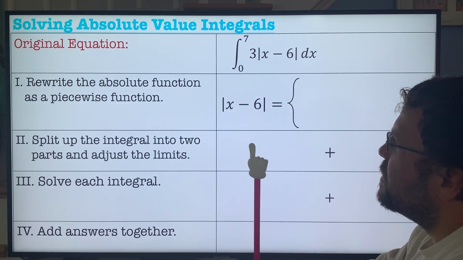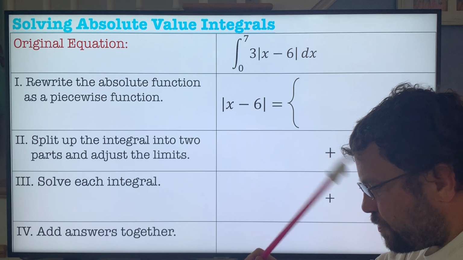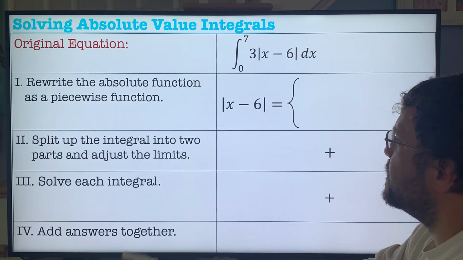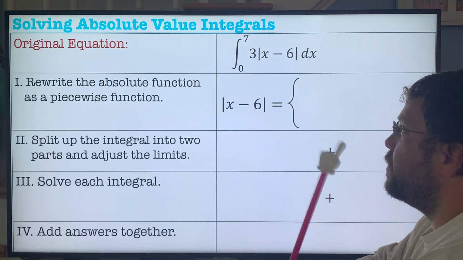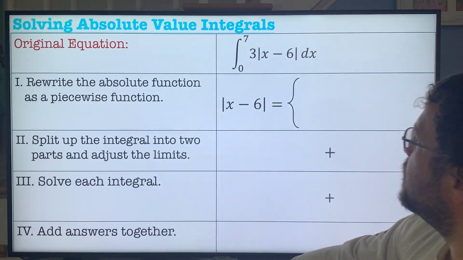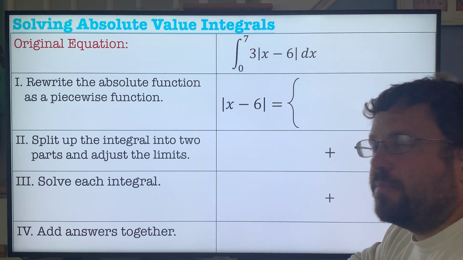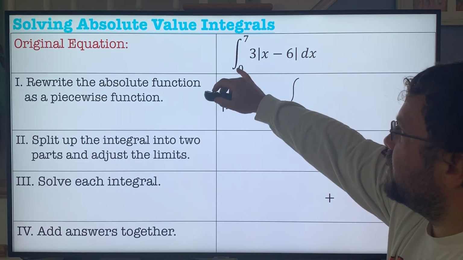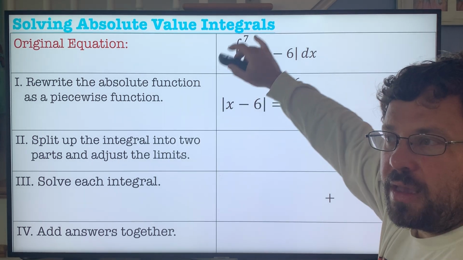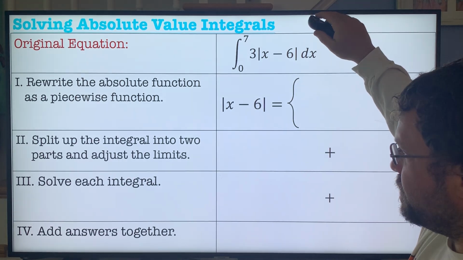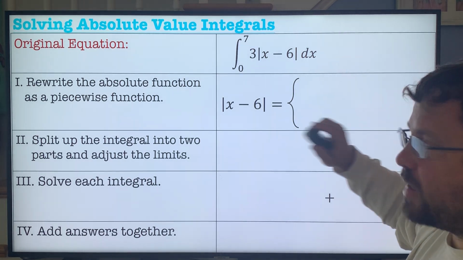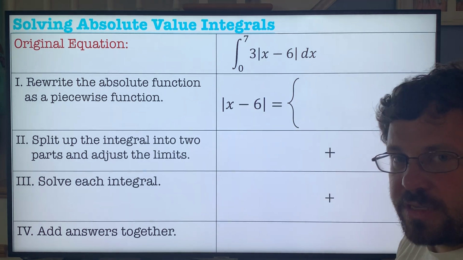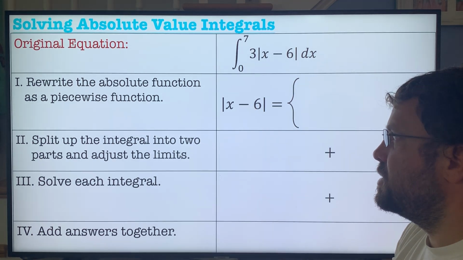So first thing you're going to do is rewrite it as a piecewise function. You have to rewrite it as a piecewise function because you have to create two functions that are both going to be positive from one negative function. So how do you think you split this up? We're going from 0 to 7, so we're going to go from 0 to something, and then from something to 7. So what number do you think you split it at? I'll give you a hint. The x minus 6 right here is going to help us out. Does anyone have an idea yet?